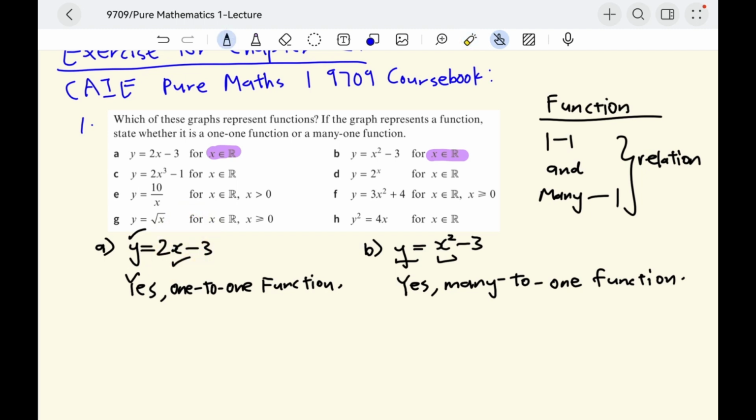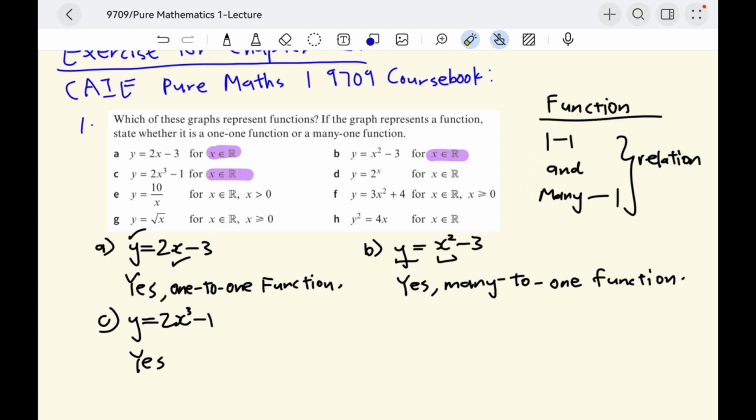Let's take a look at part C. C is a cubic function, y equals 2x cubed minus 1, for x all real numbers. It is obviously a function because for each x you have one image. You can see that these two relations have only one image for one or many objects. I mean one or many domain values get only one range value.